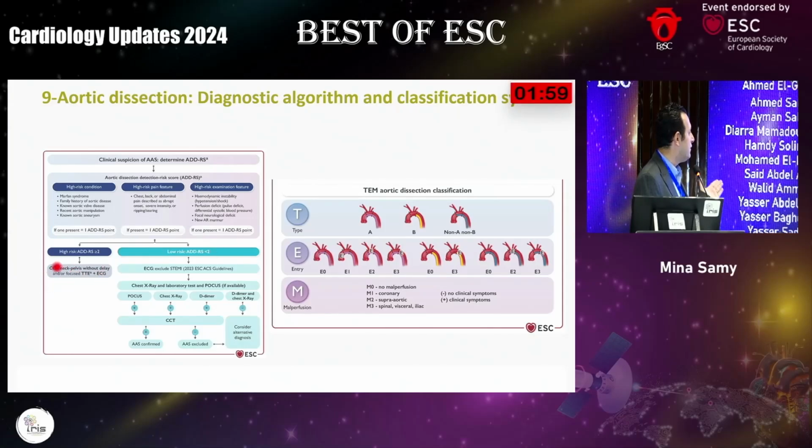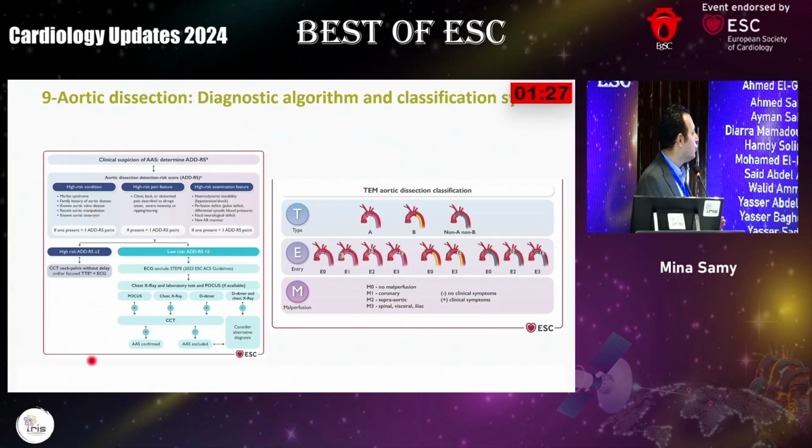Like doing the CT from the neck to the pelvis, in addition to the transthoracic echo and the ECG. If the score is less than 2, they start to exclude the other possibilities. Like we do an ECG to exclude STEMI. If it's STEMI, we go to the ST elevation myocardial infarction guidelines. We do a chest X-ray and POCUS if available. And finally, we can go with CT to exclude aortic dissection or acute aortic syndromes.